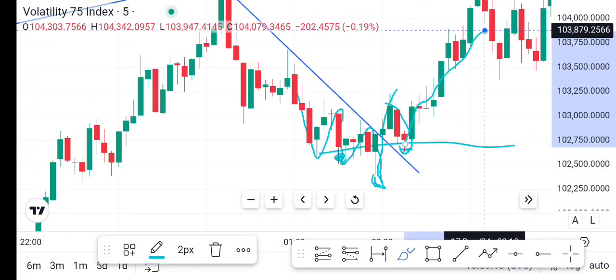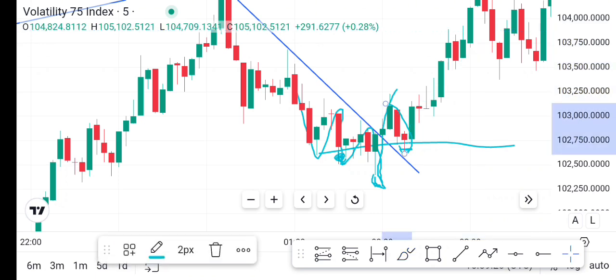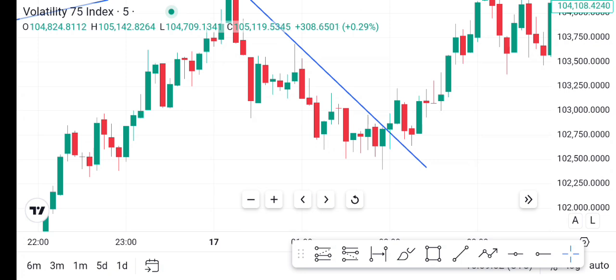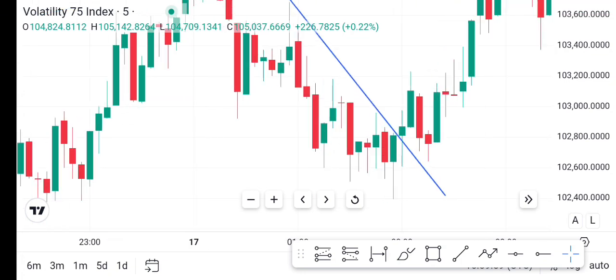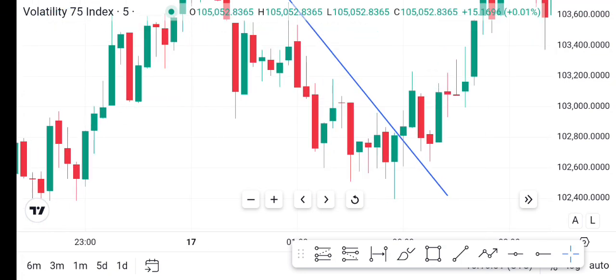So let me clean, and then I will show it again. All right, I have cleaned, so I want to repeat it again so you can understand it very well. So this is how we get our sniper entry, bro. We have to wait for the market to come and make the lower low and lower high.